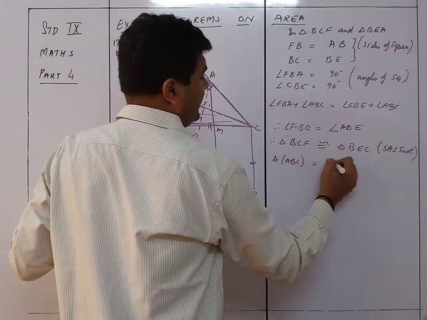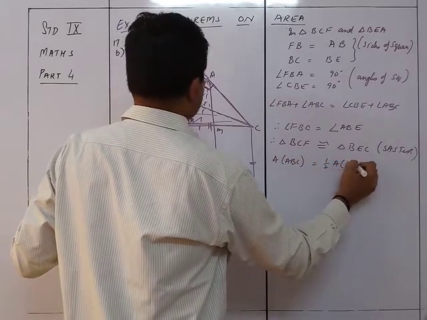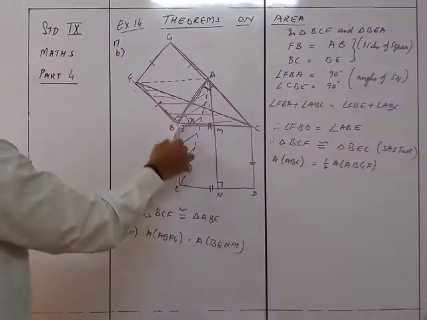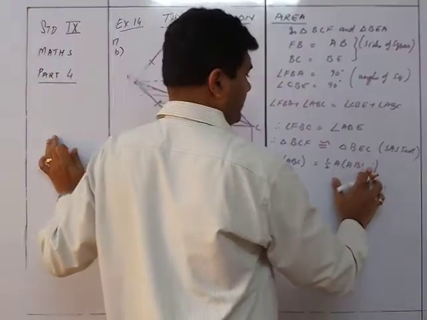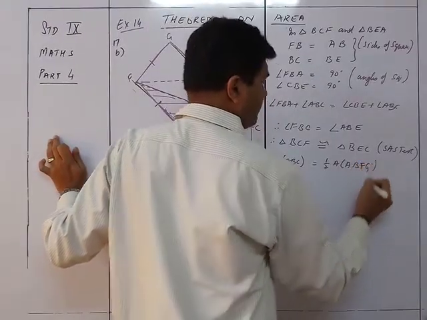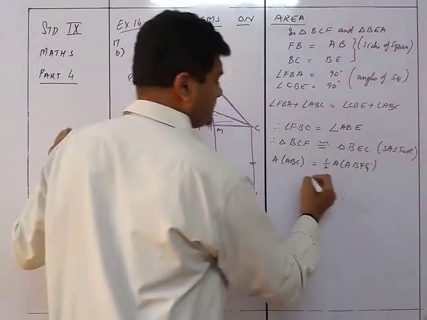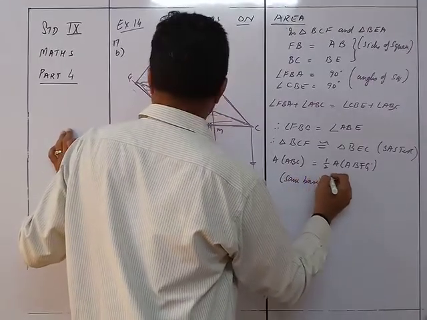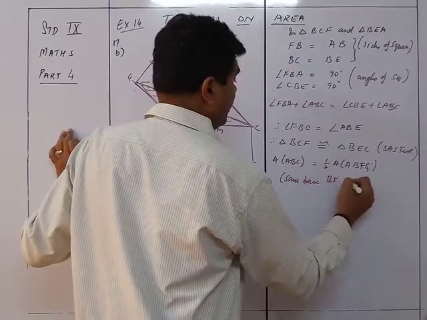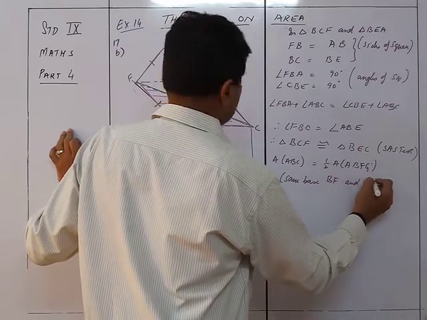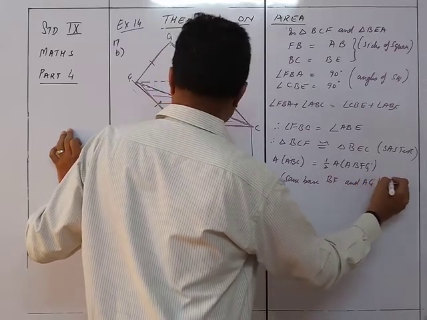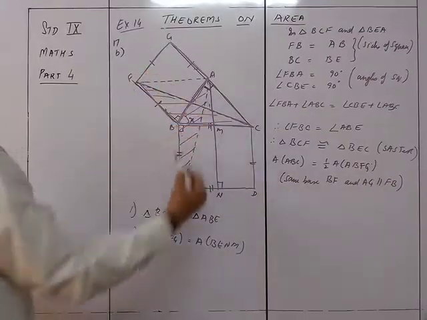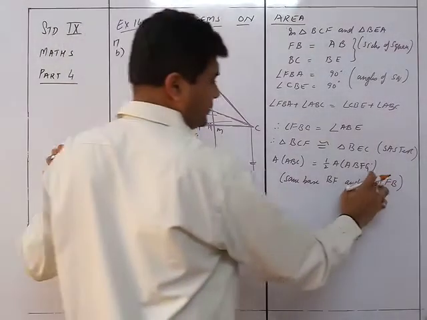So area ABC will be equal to half area ABFG, because same base BF and AG parallel to FB, or AC parallel to FB.